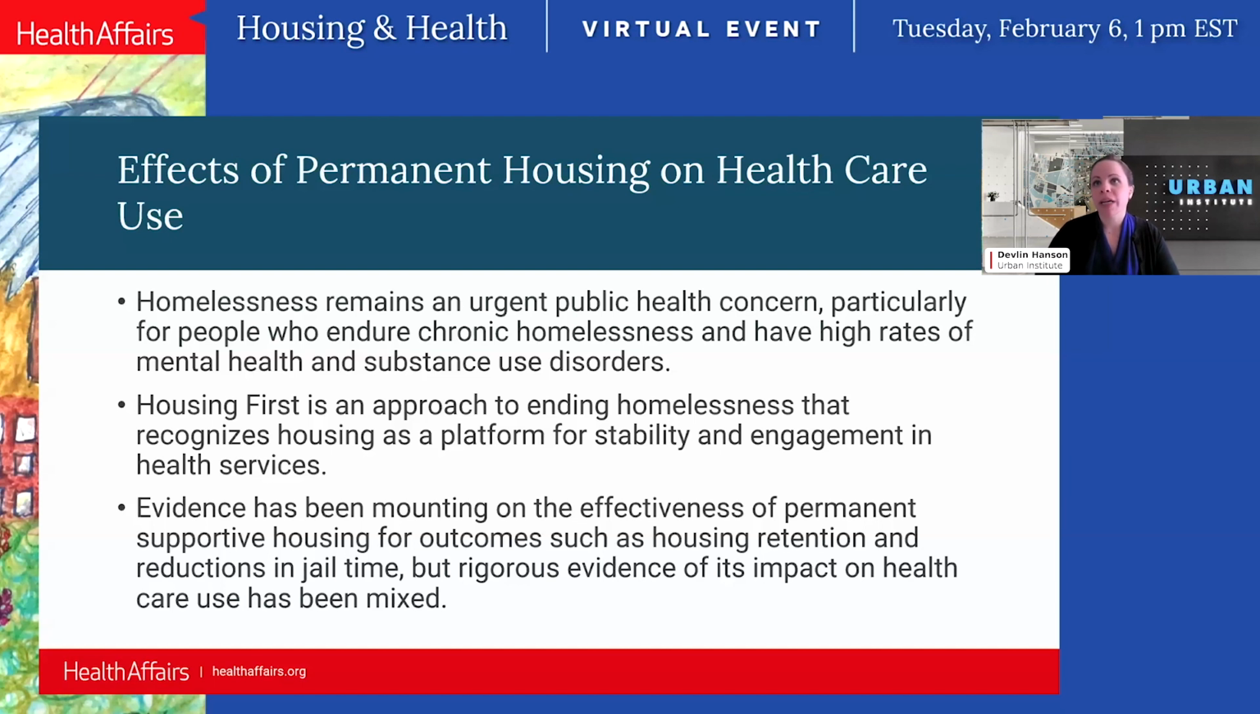Homelessness remains an urgent public health concern, particularly for people who endure chronic homelessness and have high rates of mental health and substance use disorders. In 2022, federal data showed the highest total number of people experiencing homelessness and the highest number of people experiencing chronic homelessness since data collection began in 2007. Evidence has been mounting on the effectiveness of permanent supportive housing for outcomes such as housing retention and reductions in jail time, but rigorous evidence on its impacts on healthcare use has been mixed. Housing First is an approach to ending homelessness that recognizes housing as a platform for stability and engagement in health services. Next slide.